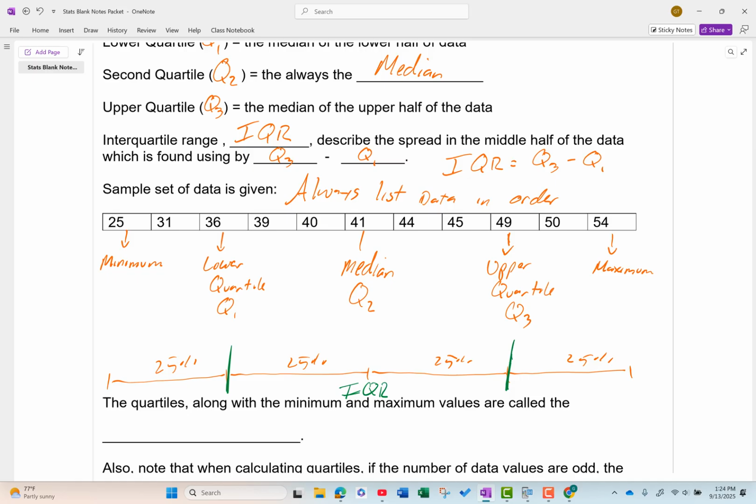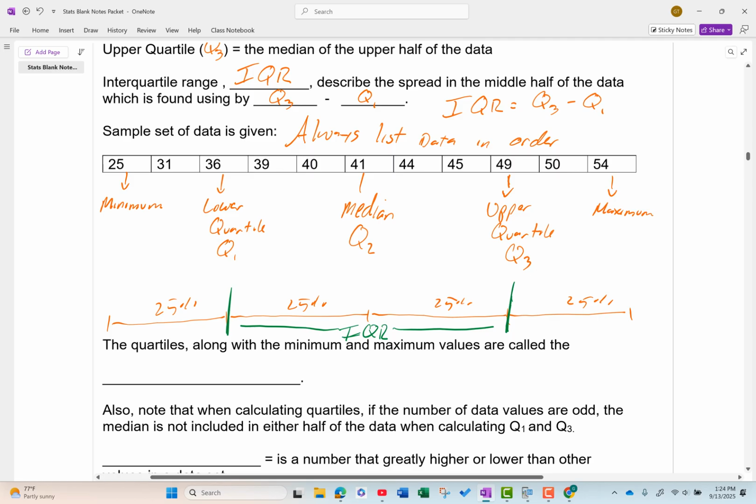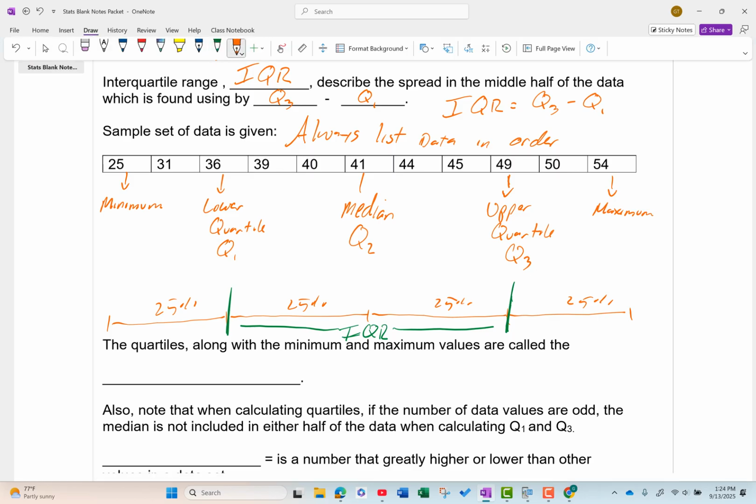Inside quartile range, that's the part between my Q3 and my Q1. So this is my interquartile range. Now, if I want an exact number for it, I would just subtract 49 minus 36, and that would give me my IQR, which we'll do here in a second.